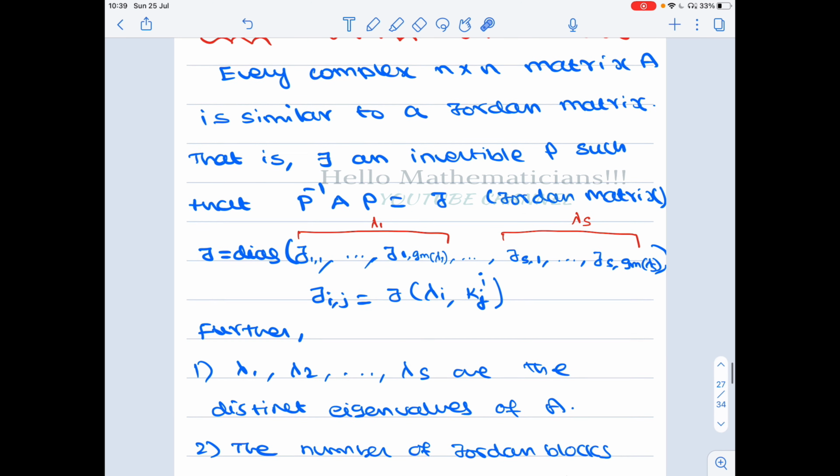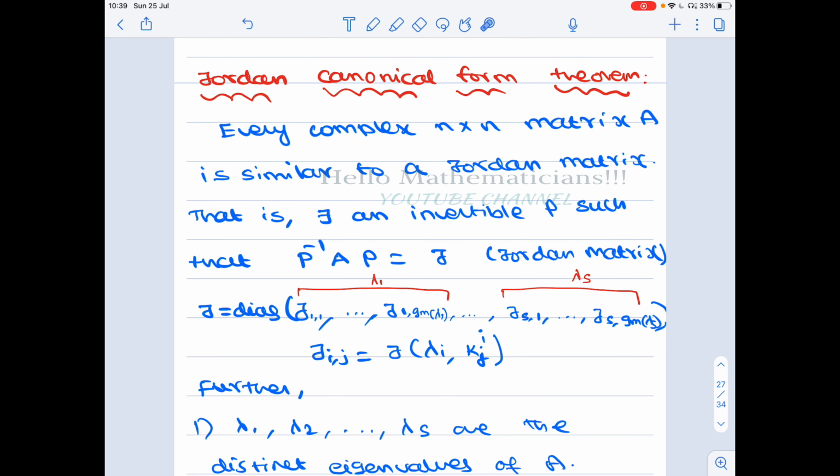So this is the Jordan canonical form theorem, a very important theorem. To prove this theorem only, we did part 1 and part 2 of the video.